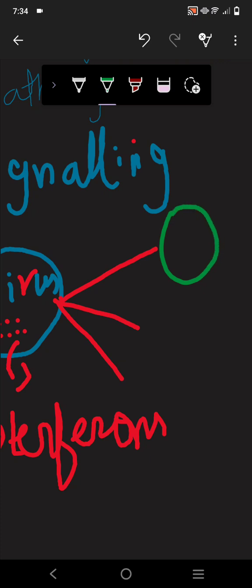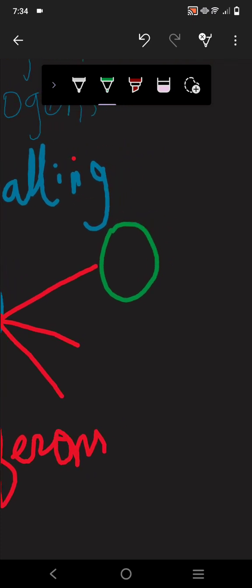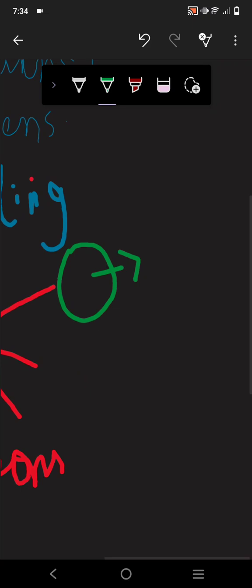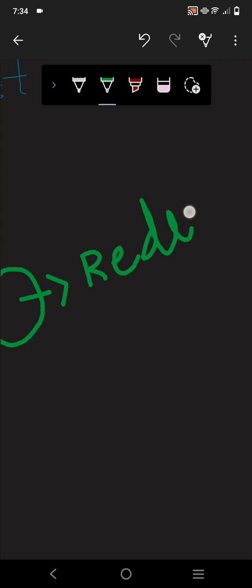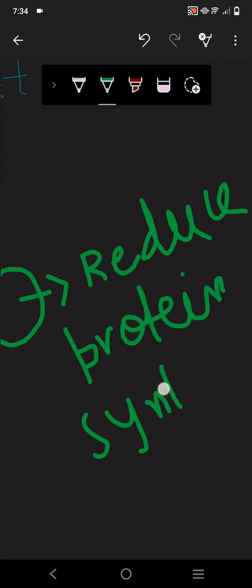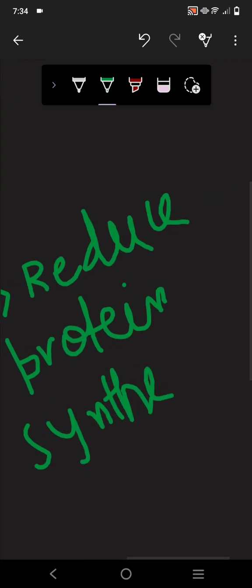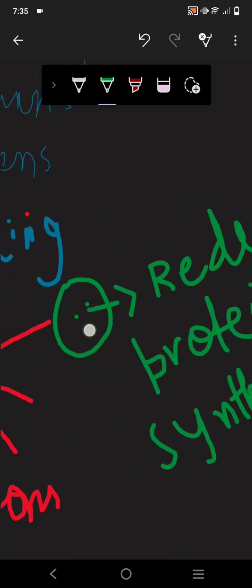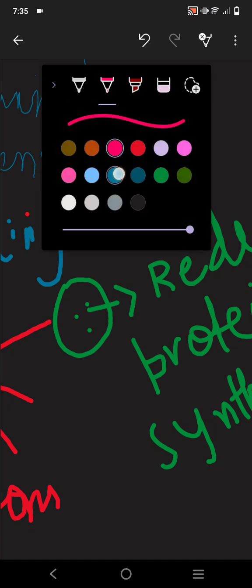For example, it is providing the signal to this cell. So what will this cell do? This cell will reduce protein synthesis. How will it reduce protein synthesis? It will stop the replication of the mRNA and rRNA synthesis. So when it reduces the synthesis of protein, the cell can protect itself. Okay, this is the first example.